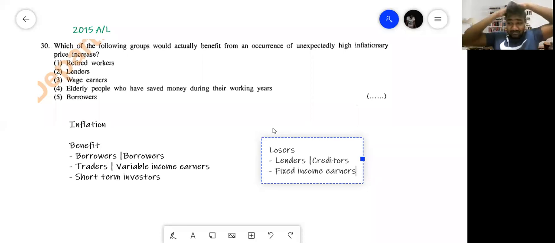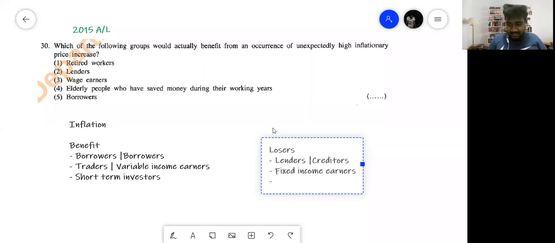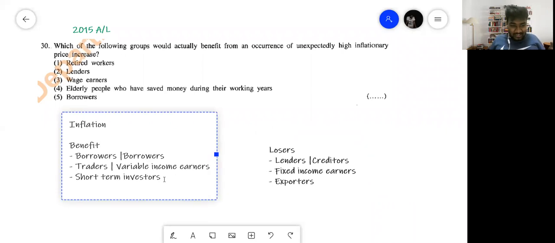Now these people, when the prices keep on increasing, are still earning the same income, no? So fixed income earners are losing because of inflation. Exporters are losing. Importers, you can say, are benefiting actually because of inflation. Now current prices are high, so importers benefit.